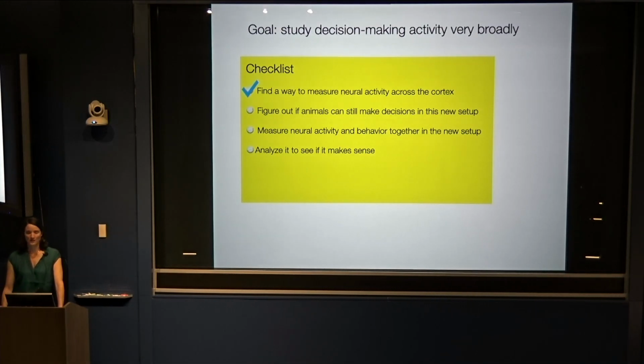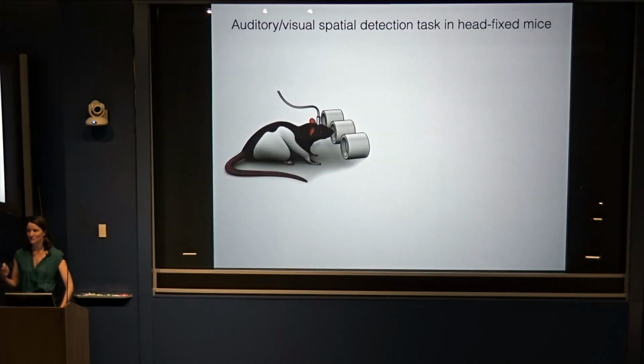Okay, so number one, we figured out a way to measure neural activity across the cortex. Next, we had to figure out if animals can make decisions in this new setup. Well, why is that a big deal? I already told you, we're studying decisions all the time, human, rat together.